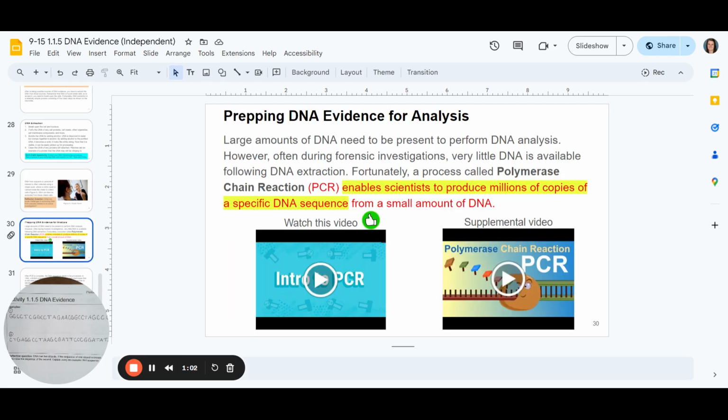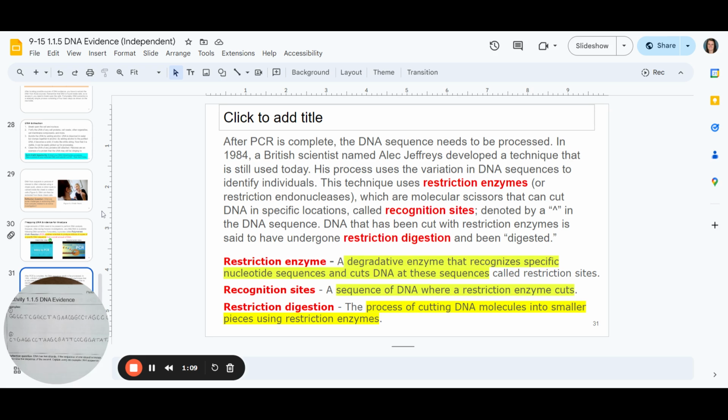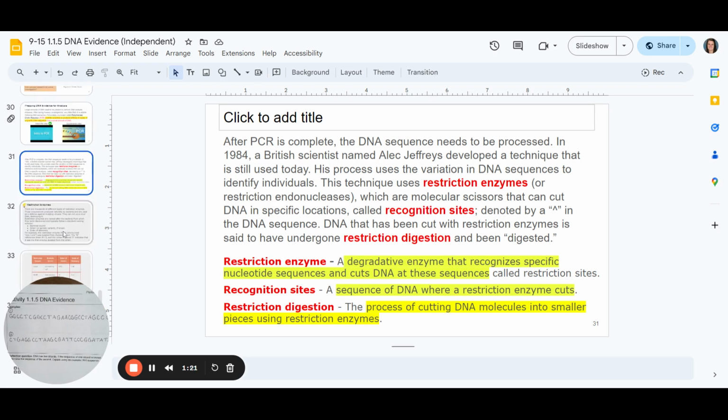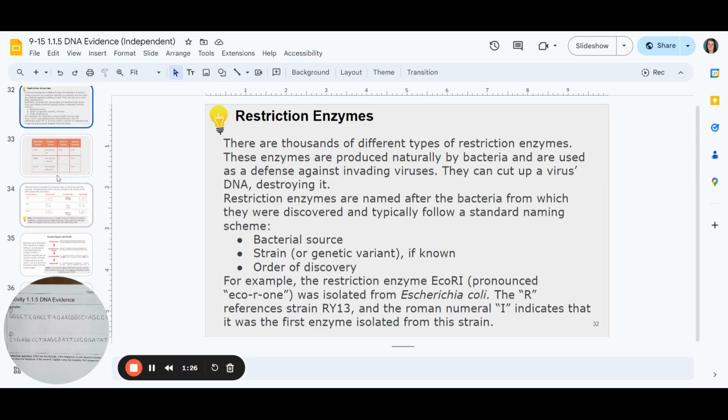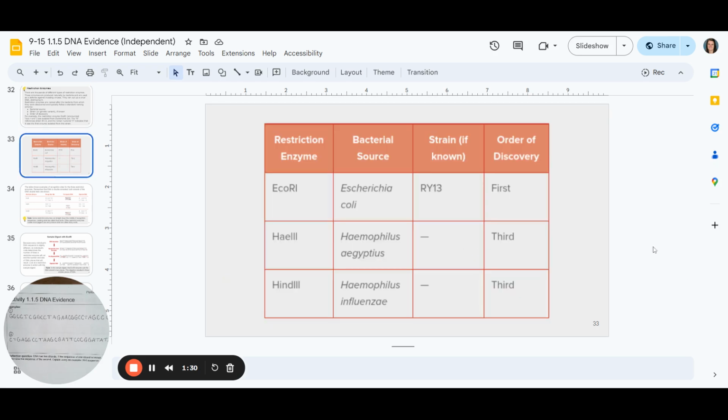So the first thing we have to do is make lots of copies of it using a process called PCR, or polymerase chain reaction. That's going to allow us to have enough sample to perform a restriction digestion, or the breaking down of that DNA into smaller parts. And it's those smaller parts that are identifiable and act as our fingerprint. So restriction enzymes can break down our DNA at specific sequences.